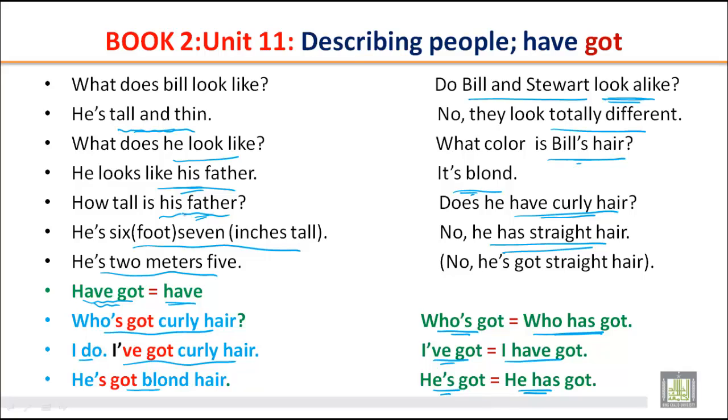So you can see we are talking about looks, about tall, and we use have got in the same sense as have. Hope you have got an idea how to describe people with have got. Let's do some more practice.